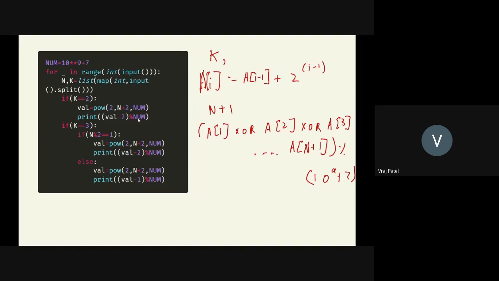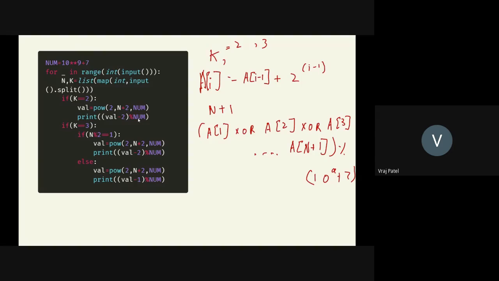You have to find a pattern for this, because you cannot calculate all these elements and do an XOR manually and be able to finish this within time, right? So you were given that this k would be either 2 or 3, right? So it was a very simple pattern.